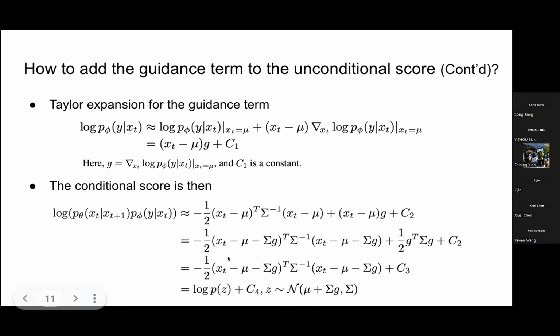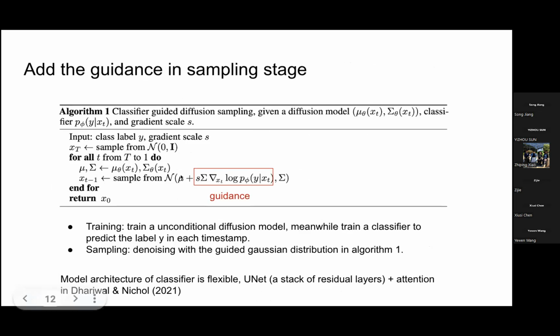But based on what we have here, we can rewrite the sampling stage of a standard diffusion model into a conditional diffusion model. When we do the sampling, we only add a new term, the shift, as the guidance at the mean value of the Gaussian distribution. And this guidance, the offset of this shift, is given by the classifier. Okay, so that's the classifier conditional generation.